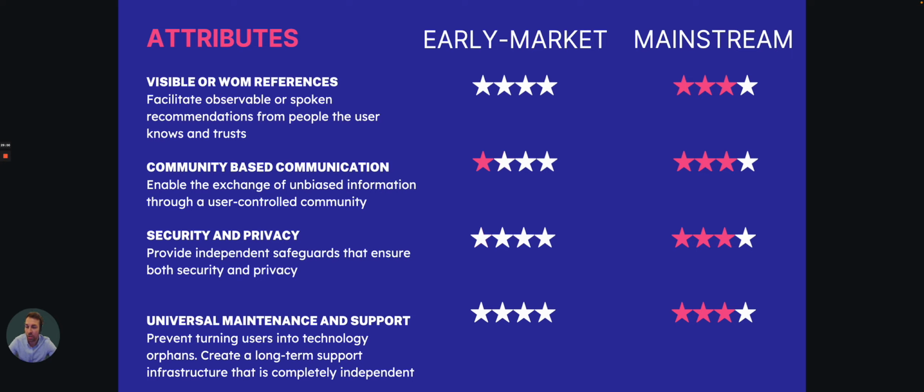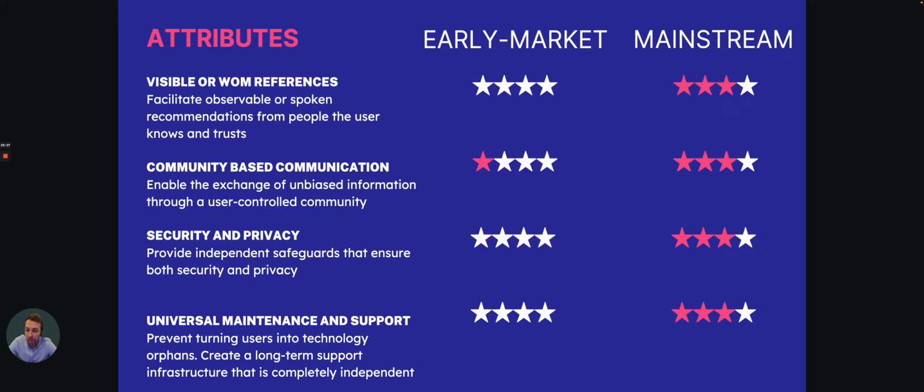What are these attributes? First of all, of course, visible or word-of-mouth references. As go-to-market leaders, you need to facilitate observable or spoken recommendations from people the user knows and trusts. If they don't know them, at least they should trust them. So a big company, having those references on your webpage and in your sales pitch, and the closer to the customer, the better, in terms of geography and in terms of vertical, in terms of industry, right?